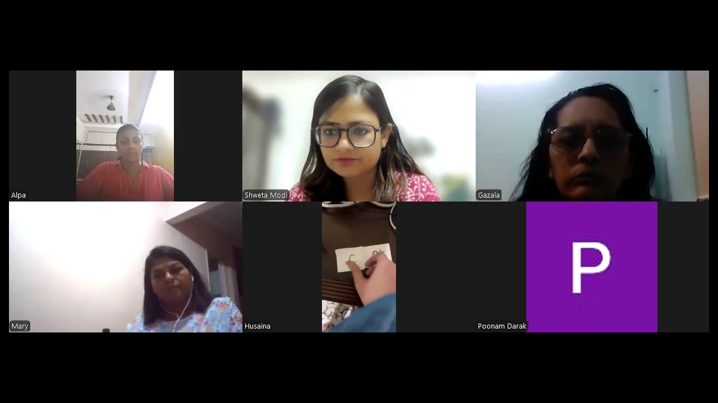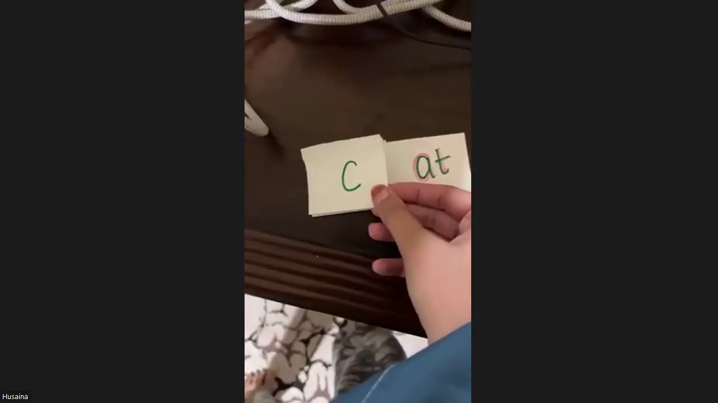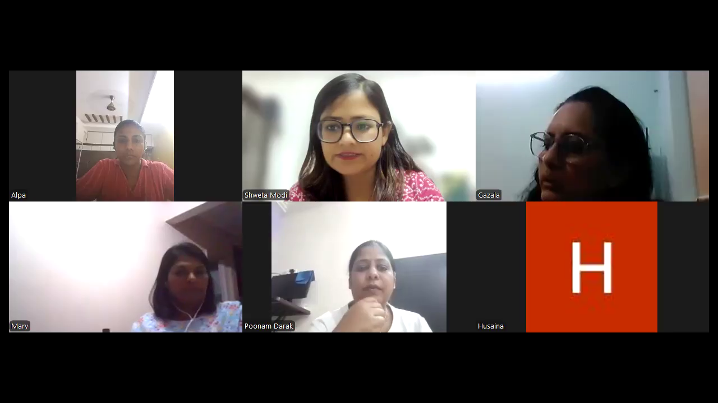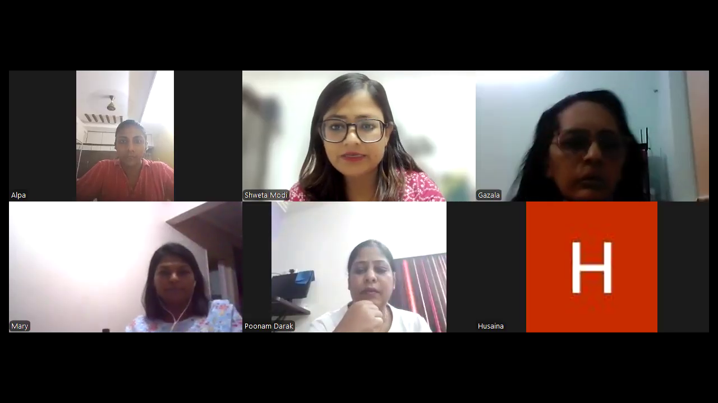A flip book where I had taken cut-outs from the papers, and so it's cat, then bat, bat, and so forth. Mat. What about others? Has anyone prepared?